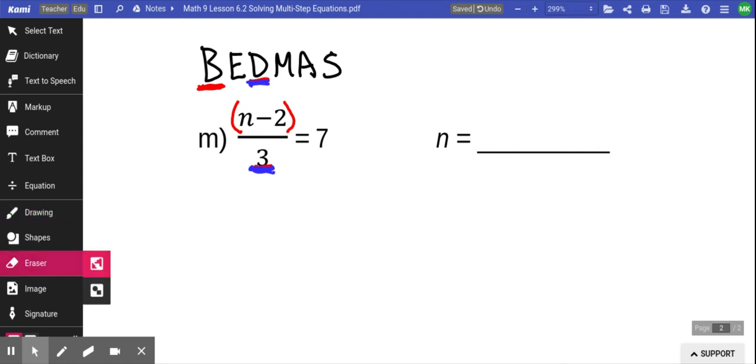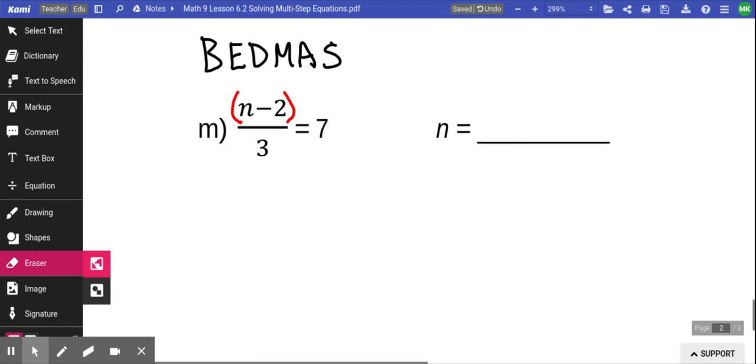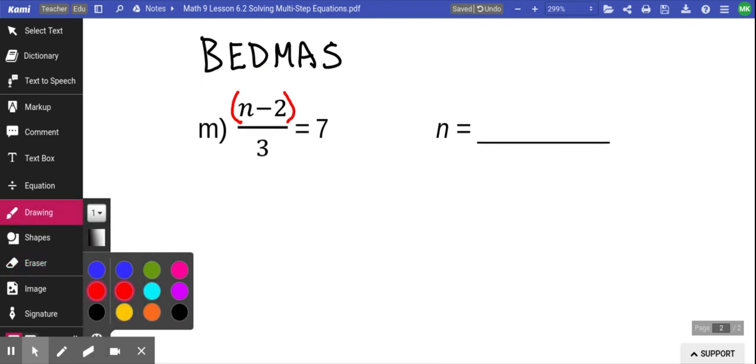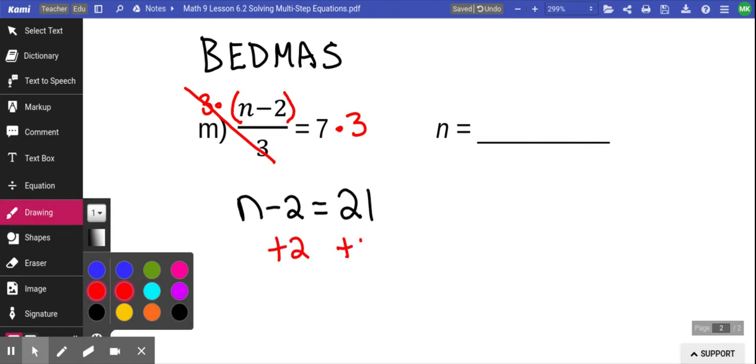It's a tricky one. So when you see a fraction where the numerator has additions or subtractions, you have to move the denominator first by multiplying it to the other side. Then I reorganize my work, so I'm left with n minus 2 equals 21. I then add 2 to both sides. That gives me an answer of n equals 23.